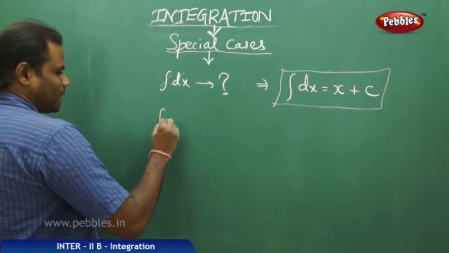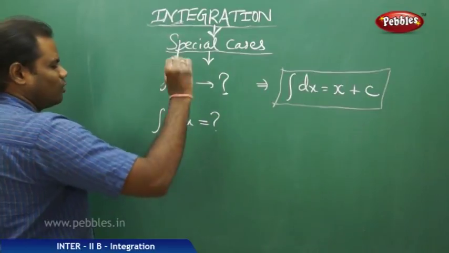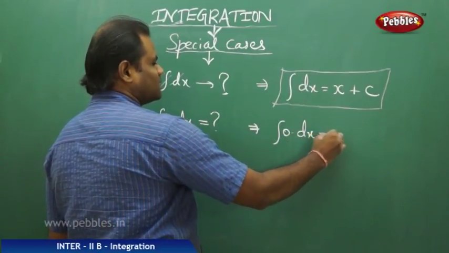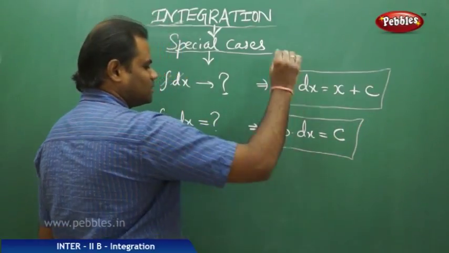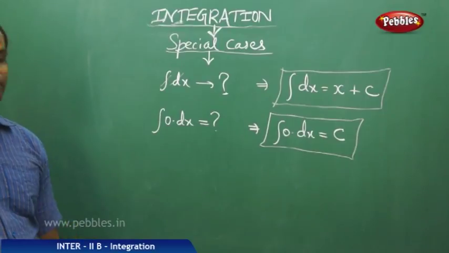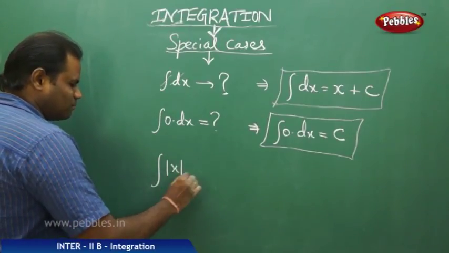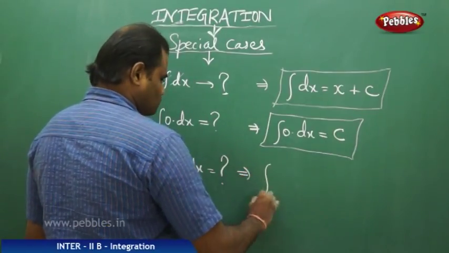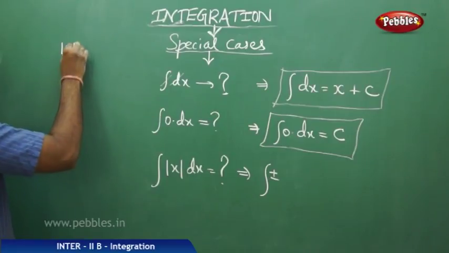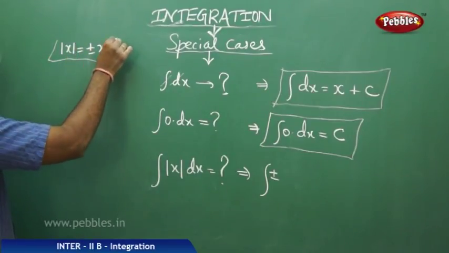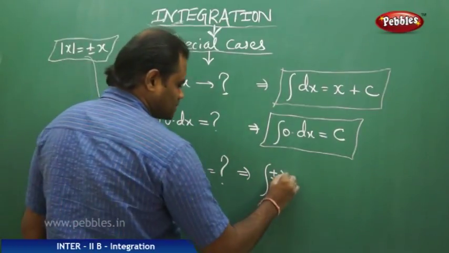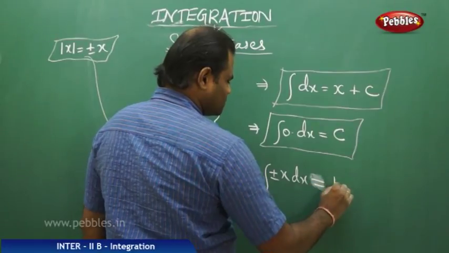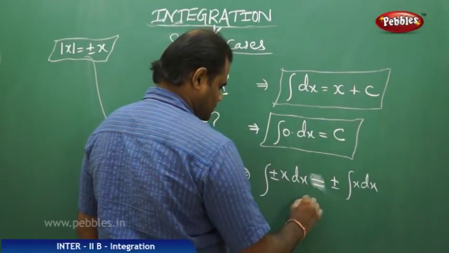Similarly, if I have integral of 0 dx, then how much is this is the biggest question. So in this case, integral of 0 dx is assumed to be the constant of integration c, is how we understand the concept. Next, if I wanted to find integral of mod x dx, then what would be the value of integral mod x dx? Now that implies mod x is plus or minus x. Substituting for mod x, I get plus or minus x dx. That implies that it is equal to plus or minus integral x dx.